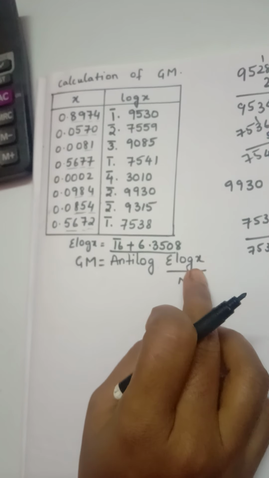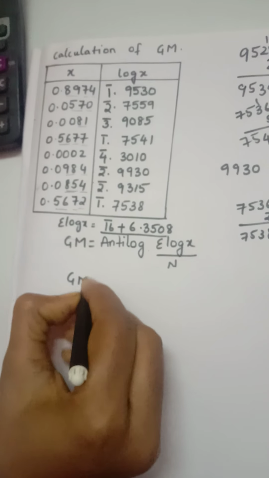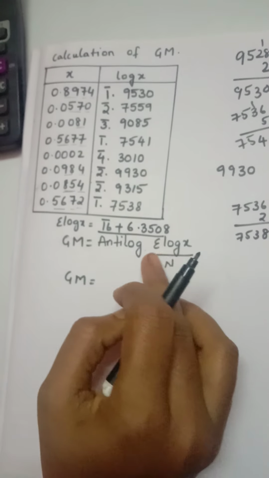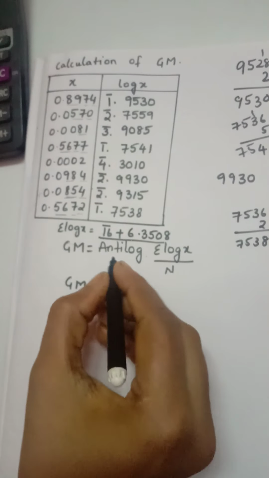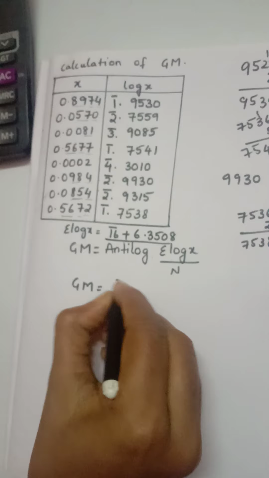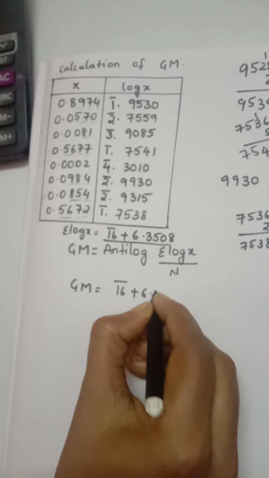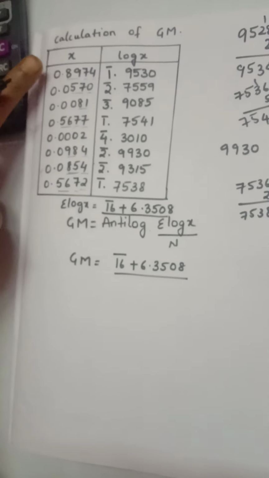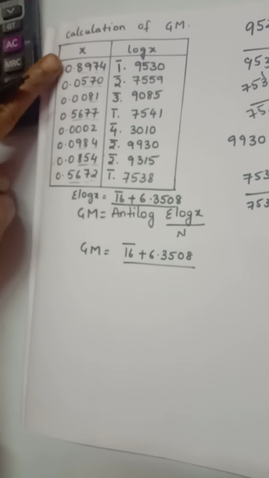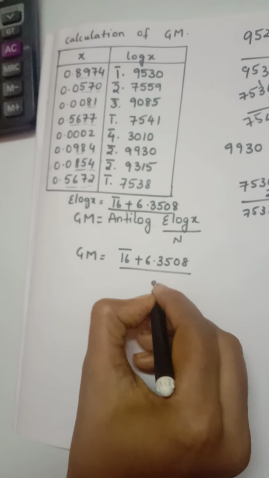So I will substitute this value in the formula. As usual, the formula is geometric mean is equal to antilog of summation log x divided by n. So what is the summation log x? We got 16 bar plus 6.3508, divided by the number of observations. How many observations are there? 1, 2, 3, 4, 5, 6, 7, 8. So I'll put 8 here.